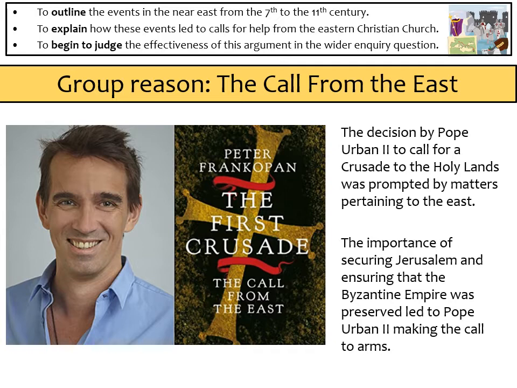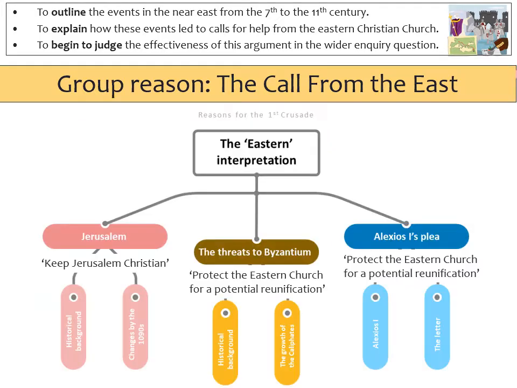But this is about the decision that Pope Urban II makes was prompted by matters that pertain to the East, and that in order to secure Jerusalem, and understanding why Jerusalem is so important, and in order to preserve the Byzantine Empire, Pope Urban II made this particular decision. So this Eastern interpretation, this Eastern school of thought, is what I want you to make notes on. And there are 3 sub causes which you've looked at.